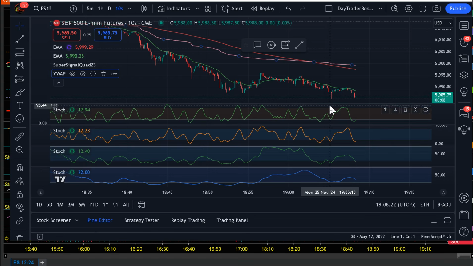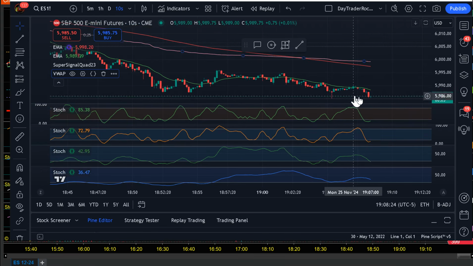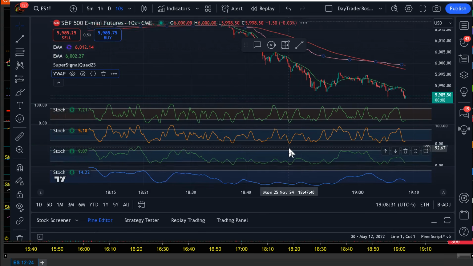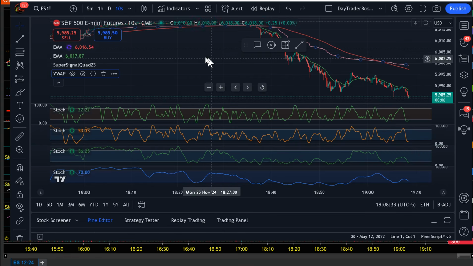Now, looking at the markets right now, selling off a little, we can actually see we're coming down maybe into a quad rotation. Doesn't matter right now. We're going to watch that. And that's how you set up your TradingView.